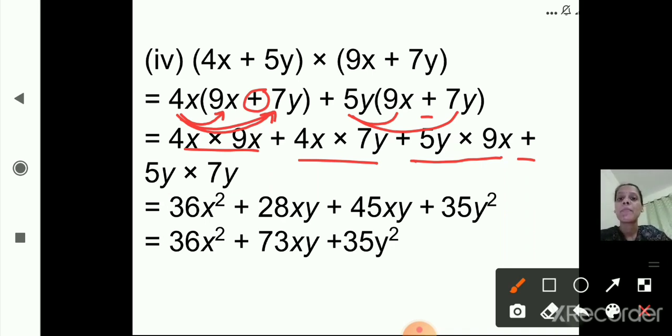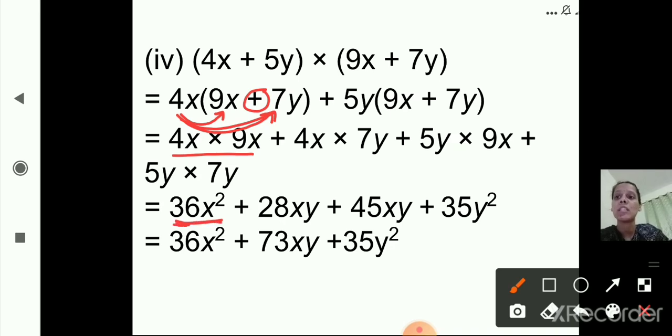4x multiplied by 9x. 4 9s are 36 and x multiplied by x is x square. So 4x multiplied by 9x is 36x square. Now plus 4x multiplied by 7y. 4 7s are 28 and x multiplied by y is xy. So the answer is 28xy.